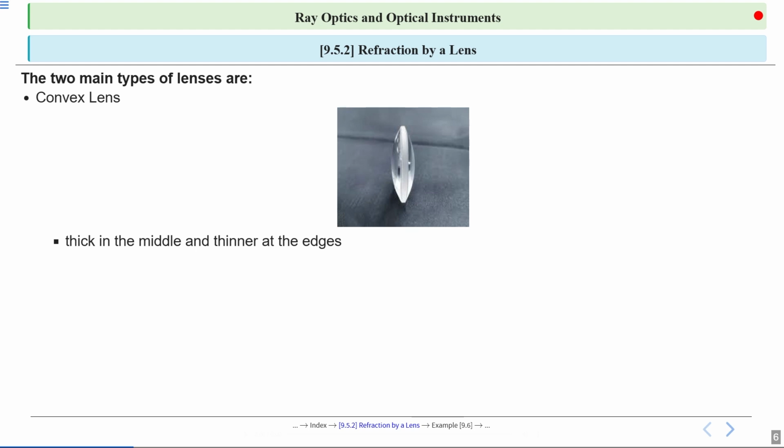If you have a magnifying glass, you can touch the middle part and then the edges. You will feel that the edges are thinner than the middle part. Okay, that is a convex lens.